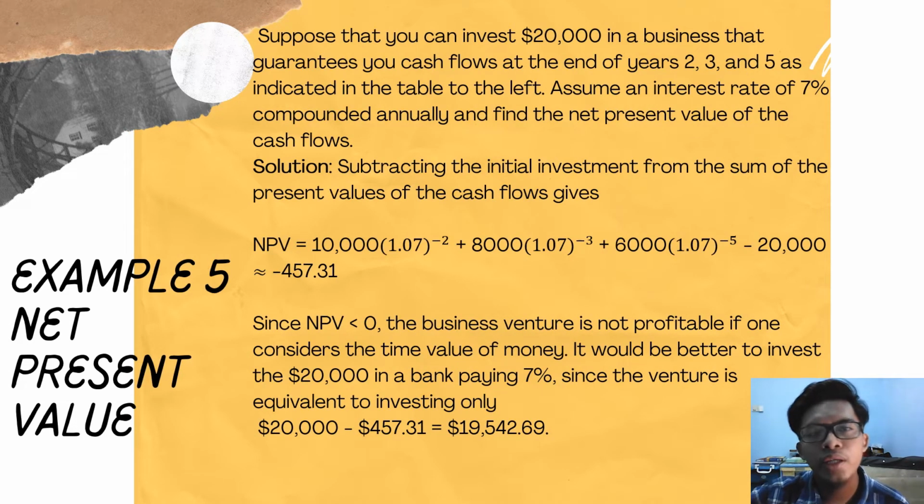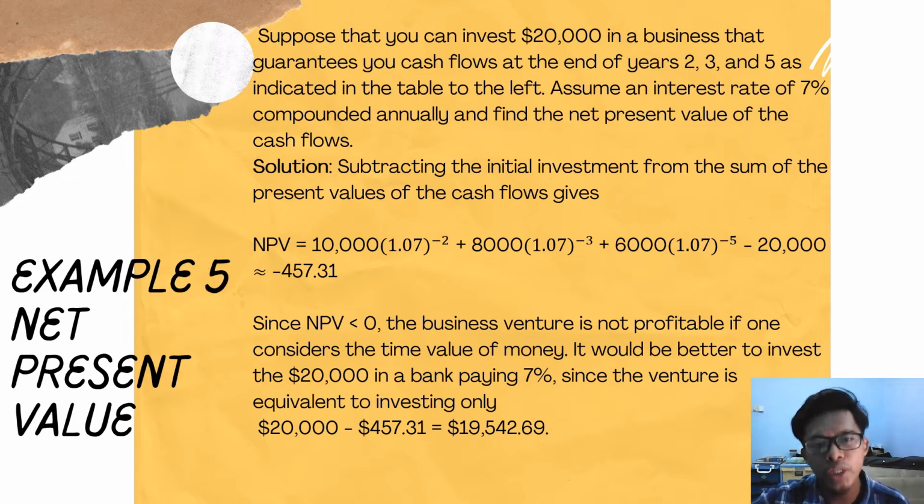Now we are at the end of the discussion of present value, which is example 5. The topic is net present value. So the given question is, suppose that you can invest $20,000 in a business that guarantees you cash flows at the end of years 2, 3, and 5, as indicated in the table to the left. Assume an interest rate of 7% compounded annually and find the net present value of the cash flows.